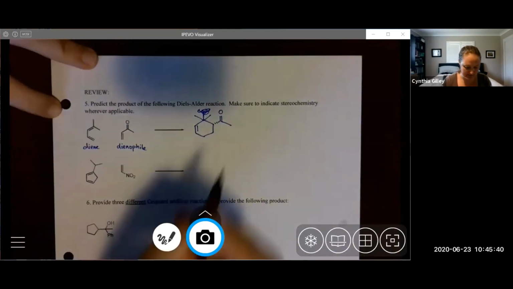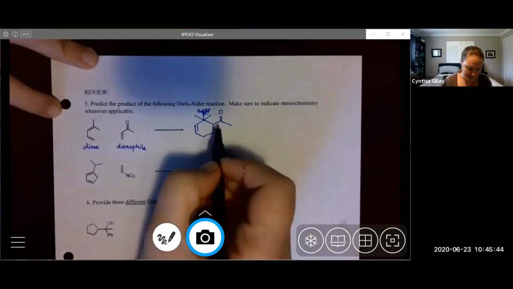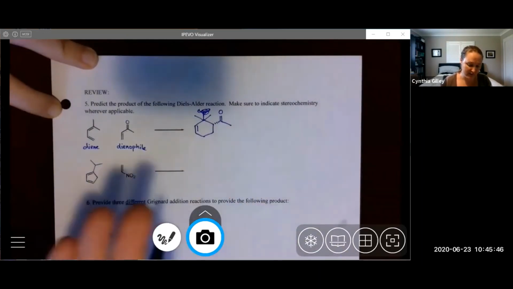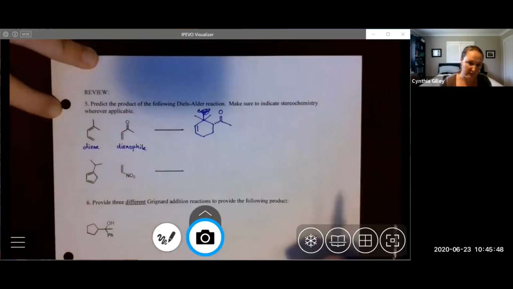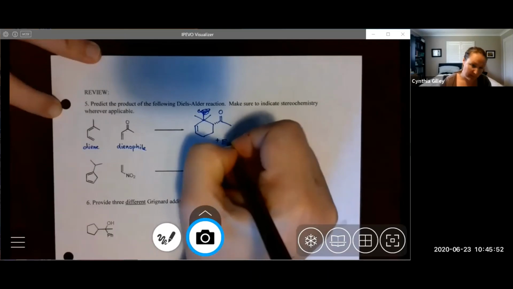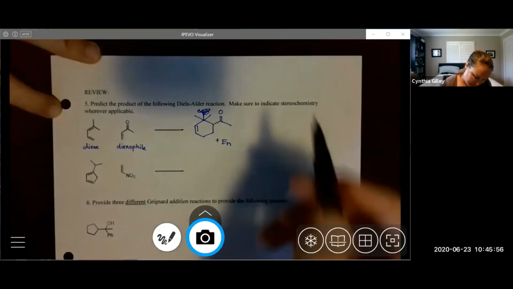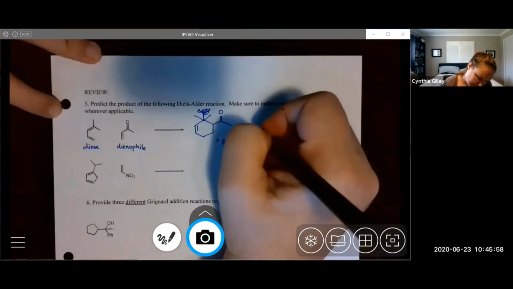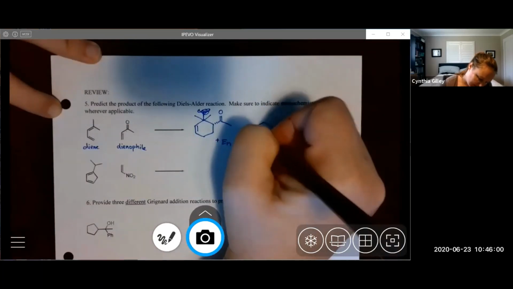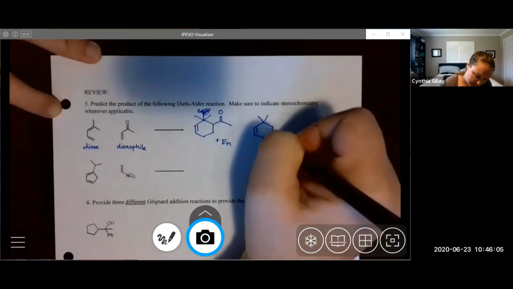I didn't draw this on a dash or a wedge because it's not a chiral center. The ketone approaches endo, so it ends up down on the bottom approach. You also get the enantiomer. But it's possible that the dienophile is flipped over and the approach is different. So in that case, we would end up with the bottom carbon.